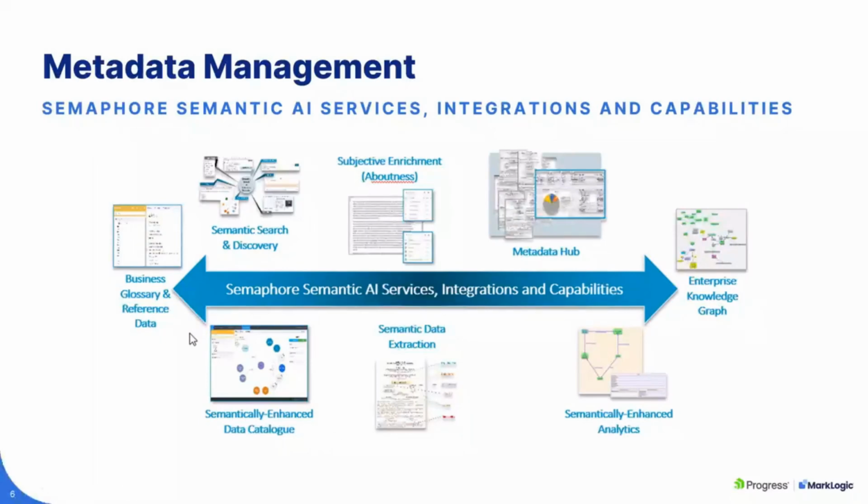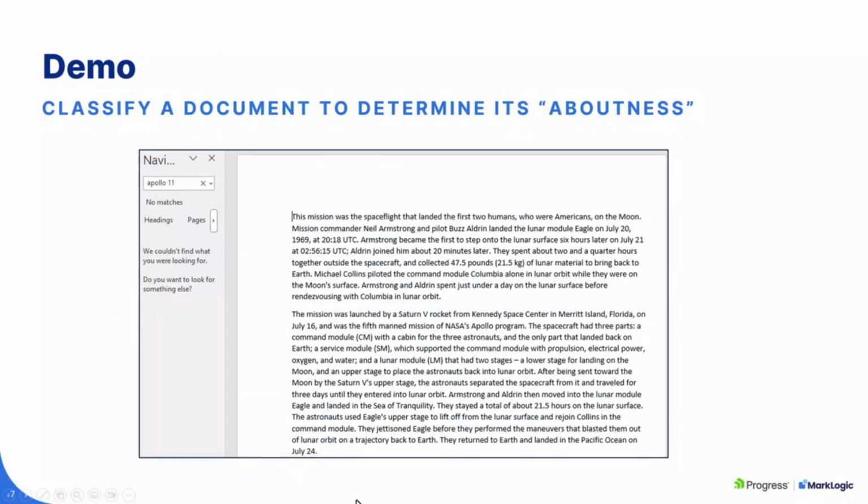But today, in the demo, just to give an idea of something you can do with the metadata management aspect, it's this subject enrichment, the aboutness. So I'm going to take a document and classify it, and Semaphore is going to tell us what that document is about. And that takes us to our demo. This is a little screenshot of the document that we're going to classify.